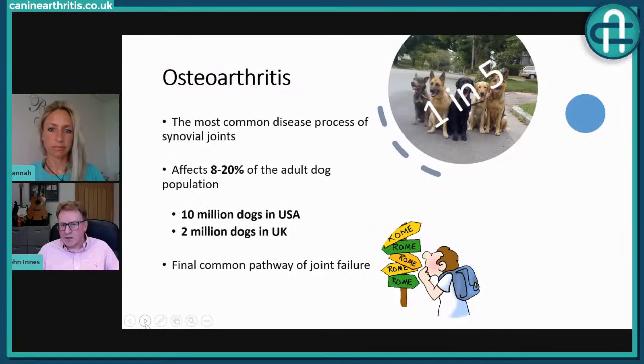And it's really common, OA. We think about 1 in 5 adult dogs have some form of osteoarthritis. So that's probably about 2 million dogs in the UK. Really, really common. And figures for human populations are quite similar. So it's a really important issue, and so it's important to understand it, important to be educated about it, and important to be able to make good decisions about it.